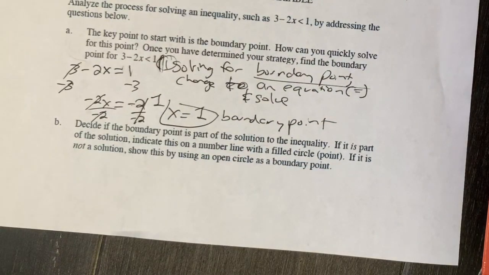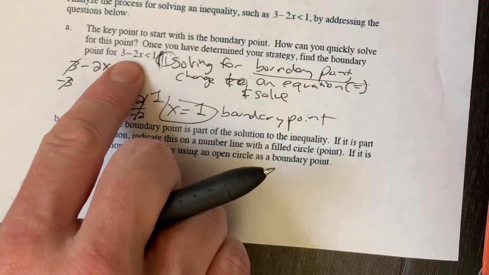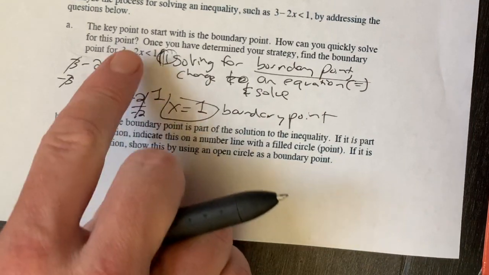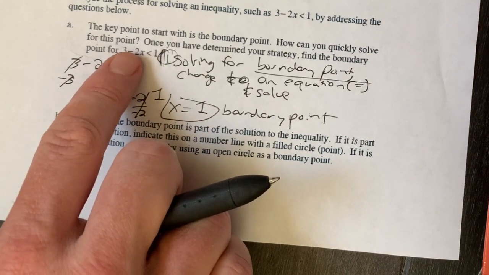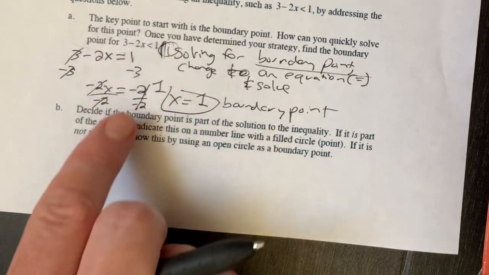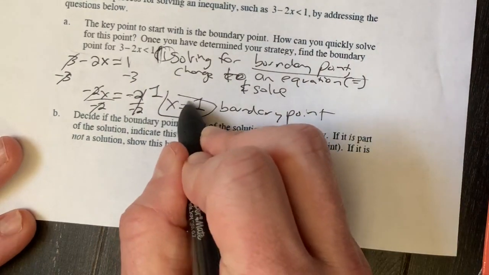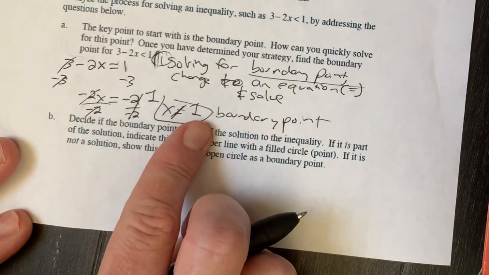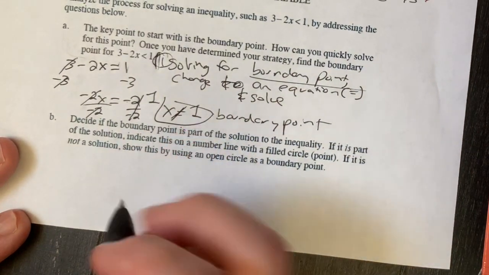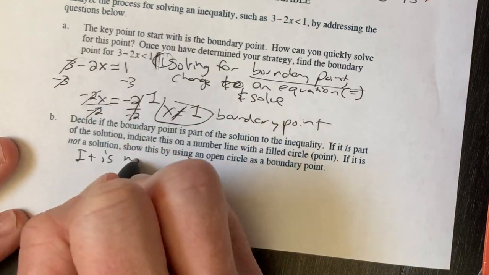Part B, decide if the boundary point is part of the solution to the inequality. Well, if I plugged in 1 for x, then my left side would be worth 1 because this is the point of equality here. And 1 is not less than 1. So x cannot equal 1 to be a solution. So it is not part of the solution.